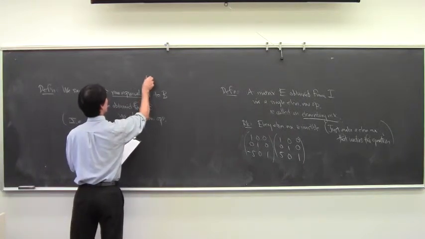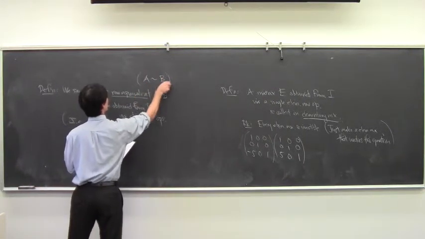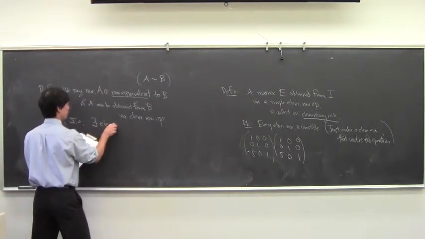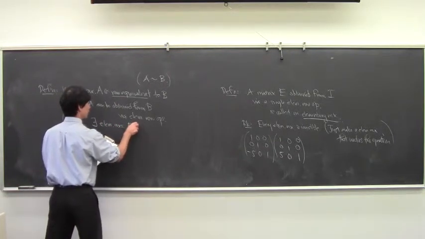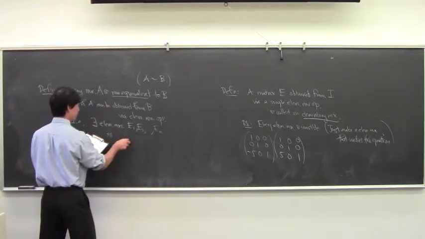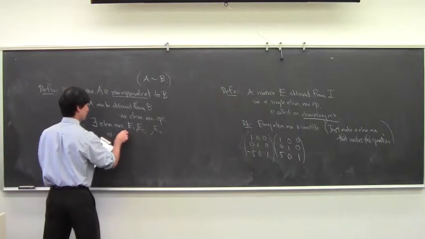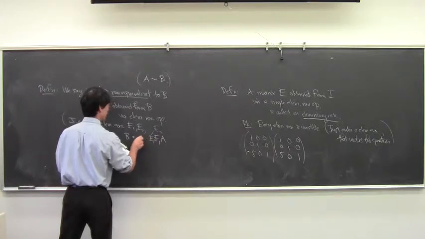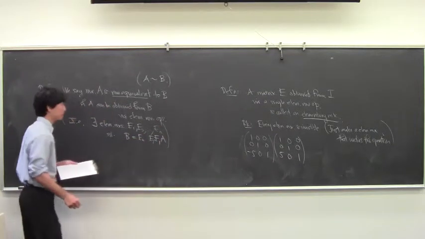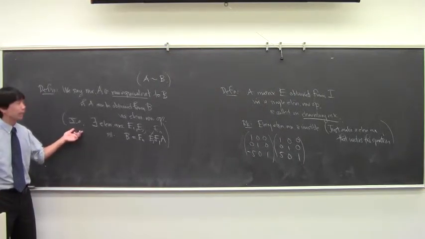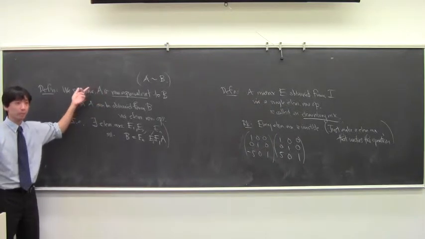We'll write this A is equivalent to B. That is, there exist elementary matrices E1, E2, up to En such that B is A hit with E1, E2, up to En. So being row equivalent means that you can take one matrix and do a bunch of elementary row operations and end up with the other matrix.